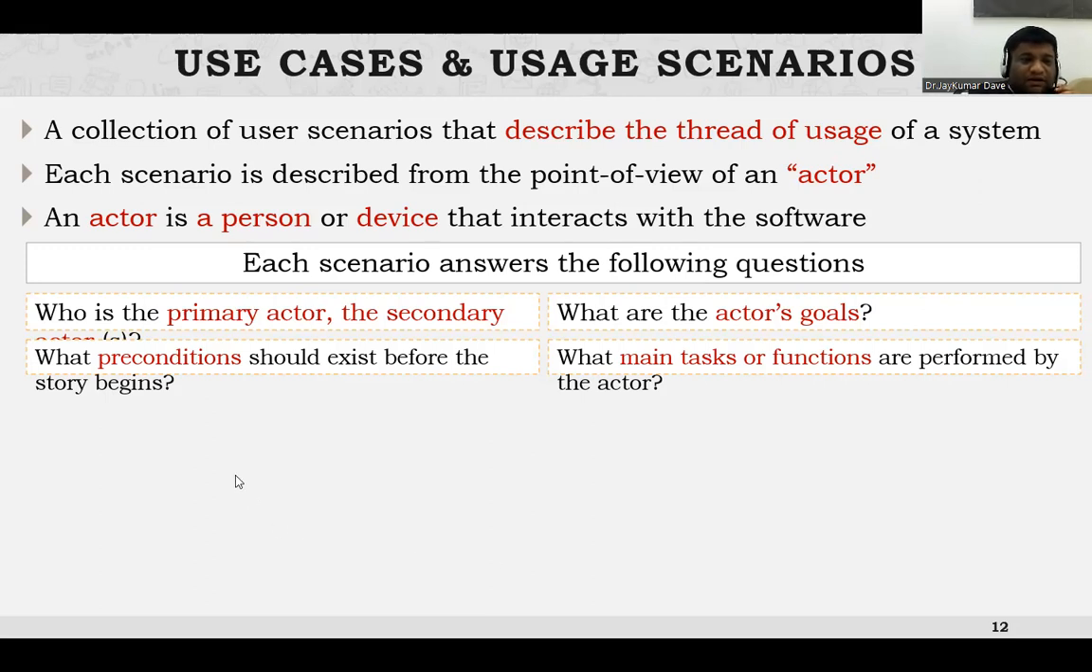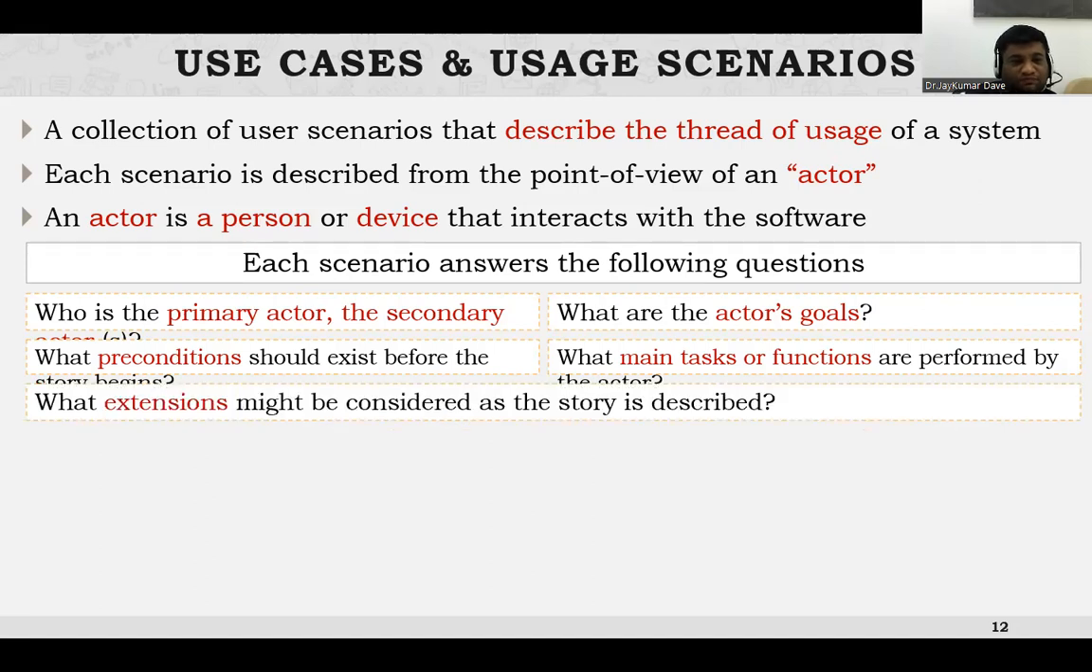We are already aware of what an actor is. It's a person or device that interacts with the software. Each scenario must answer the following questions: who is the primary actor, who is the secondary actor, what preconditions should exist before the story begins, what are the actor's goals, and what are the main tasks or functions to be performed by the actor. This is something we have already discussed in our previous lecture.